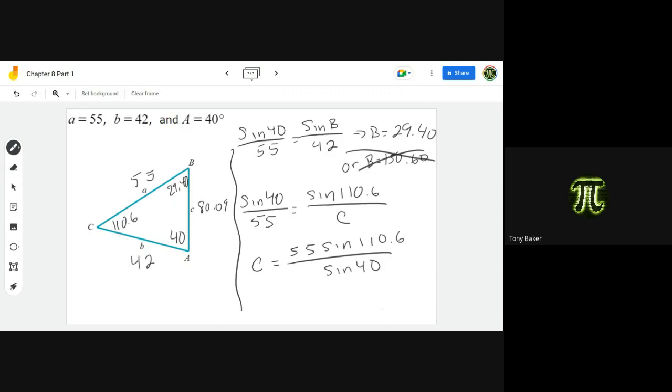Right, you can't find a second C because second C doesn't exist. Remember, a triangle has to have 180 degrees. So if B was 150 and A was 40, we're already at 190. There's no angle left for C.